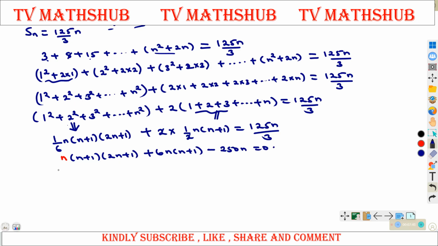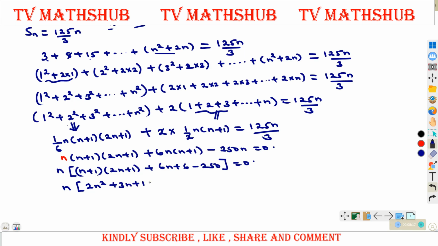So from here we can pull out n. So n is common, so we shall have n into, here we remain with n plus 1 into 2n plus 1, and then plus 6 into this, which will be 6n plus 6, then minus 250. So that is basically what we shall have, and this is equal to 0. So we shall have n into, let us expand this, 2n squared, plus n plus 2n, that is 3n, then plus 1 plus 6n plus 6 minus 250. So this will be equal to 0.